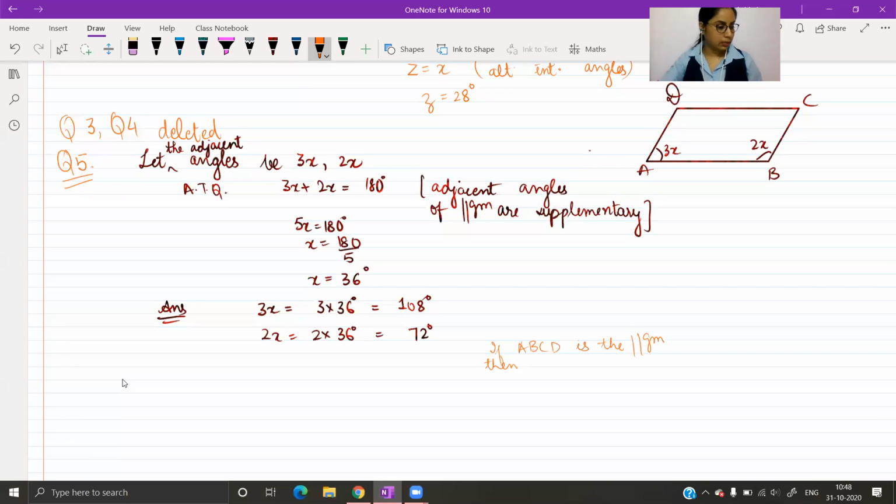I would like you to read the last part of the question again. I misread. I thought we had to find out the values for these two, but we have to find out the measure of each angle. All four angles are to be evaluated. So if the parallelogram is named as ABCD, angle A, the one I have shown as 3x, its measure came out to be 108 degrees, and angle B, which I had shown as 2x, came out to be 72 degrees. From here, can you tell me what will be the measure of angle C and angle D?